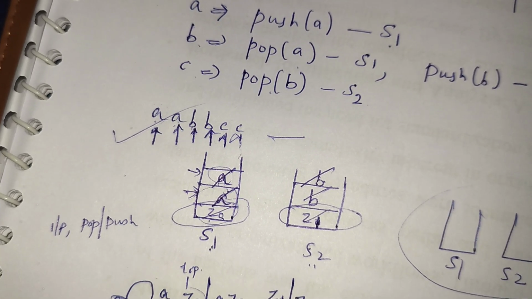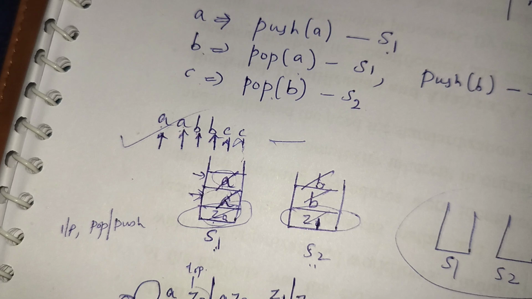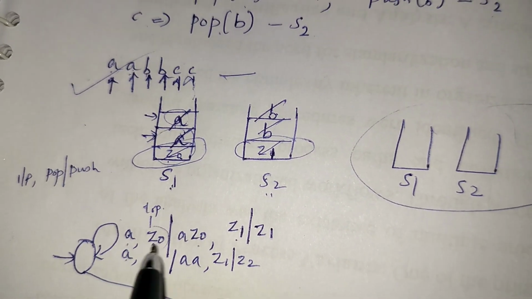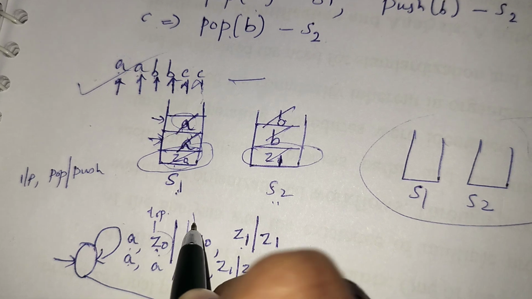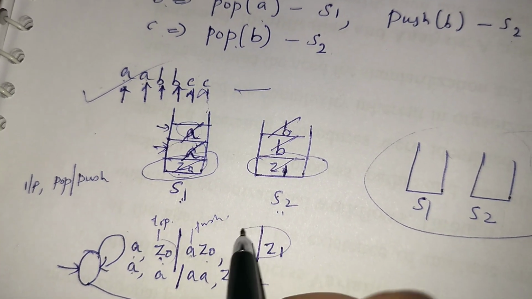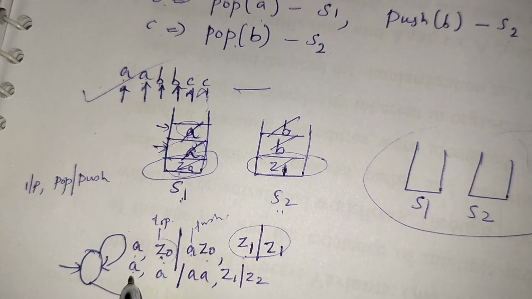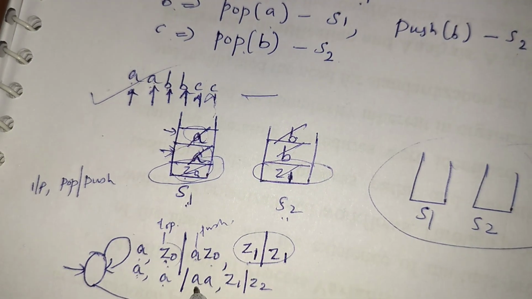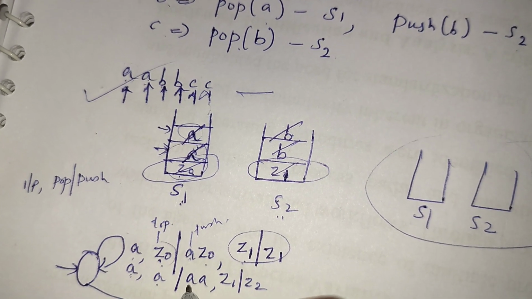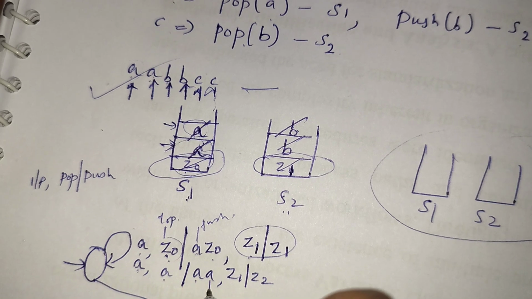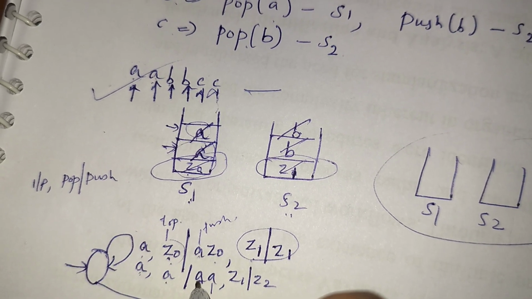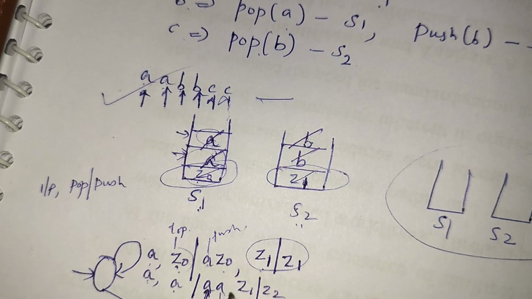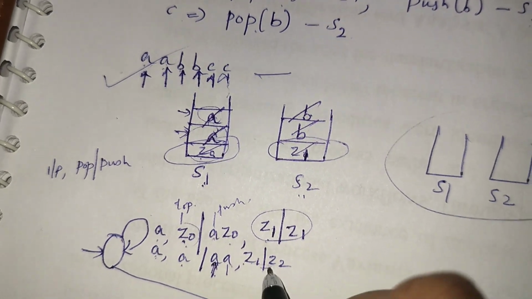So this is repeating. Whenever I am seeing A, initially the top of the stack contains Z0. We are pushing A to the stack and we are not doing anything for the second stack. Again, if I am seeing A, the top of the stack now is A and I am pushing A to the stack. Earlier this was the top of the stack, now we added A, so currently this is the top of the stack. And we are not doing anything for the second stack.